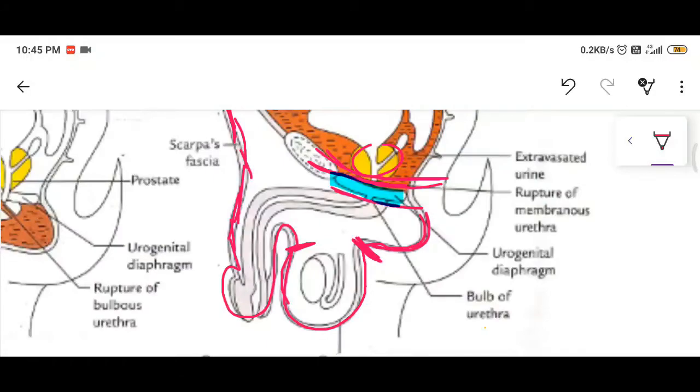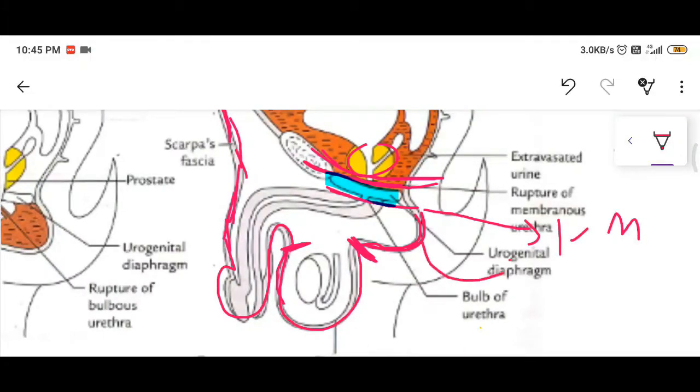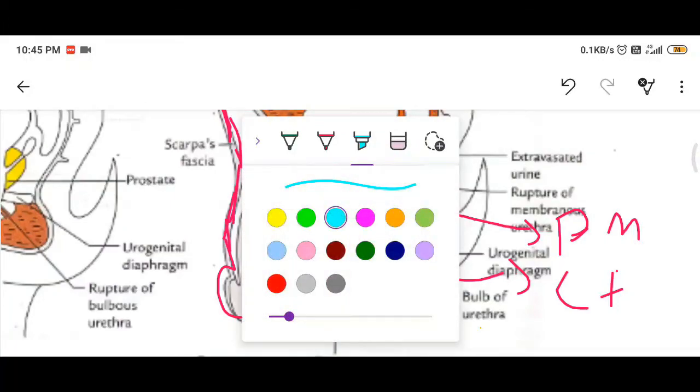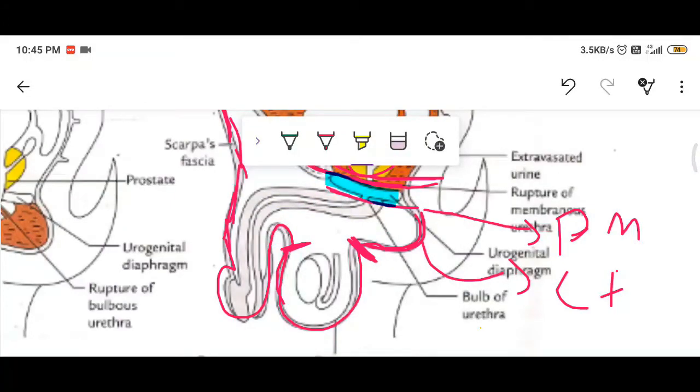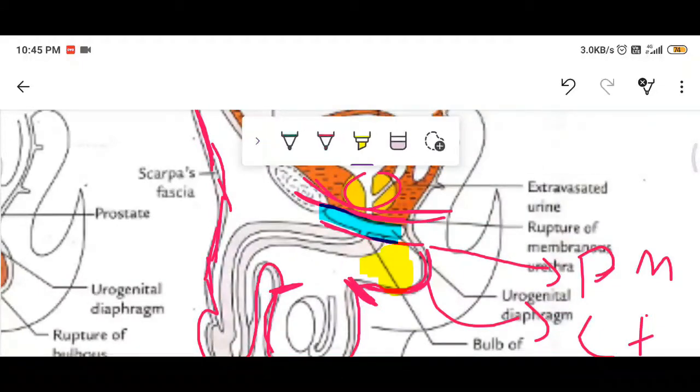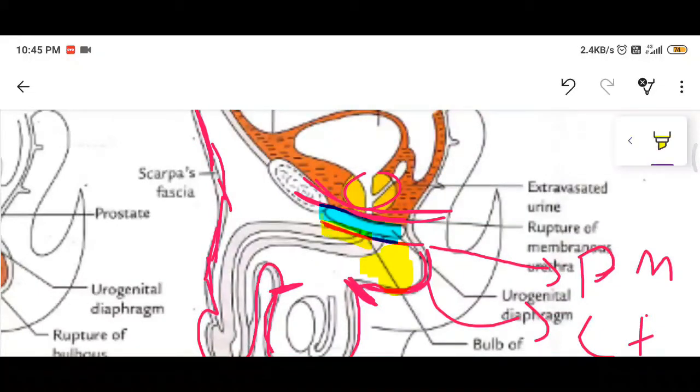So the space between the perineal membrane and the Colles fascia is called the superficial perineal pouch. So the structure that I am highlighting is the superficial perineal pouch. This area, all this area, will come under the superficial perineal pouch.